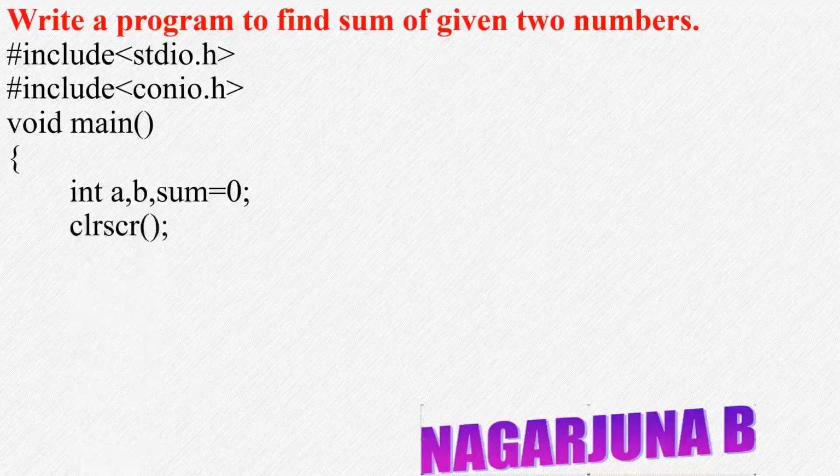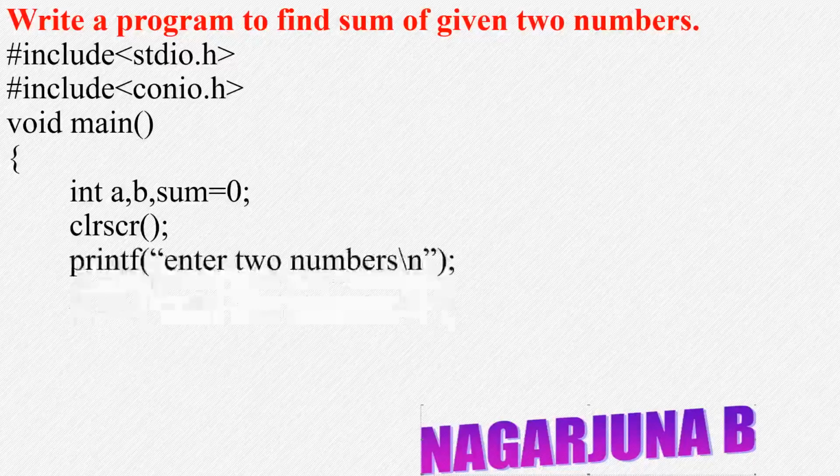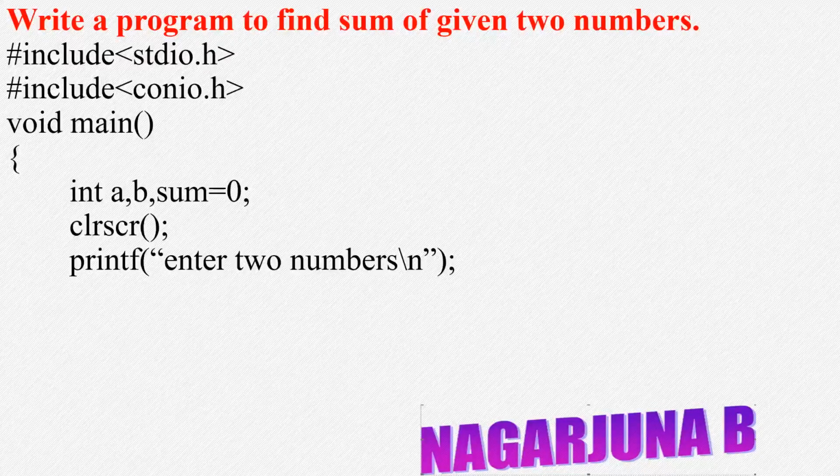After that, I will display a message to the user to enter two numbers. For that purpose, I will write printf, open bracket, double quotes, enter two numbers, slash n, double quotes, close bracket, close semicolon. After that, to store the values entered by the user in the variables, that is, to assign the values to the variables.